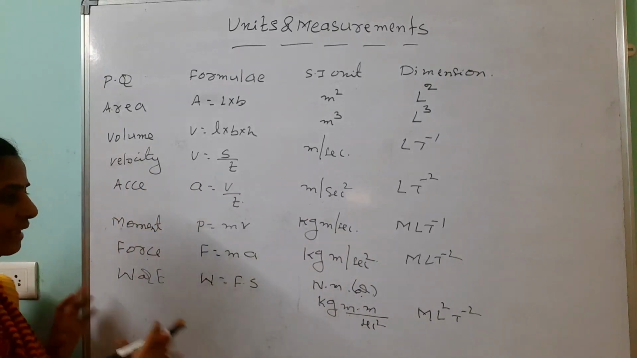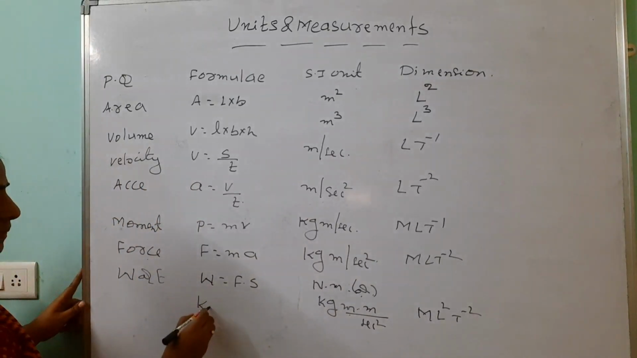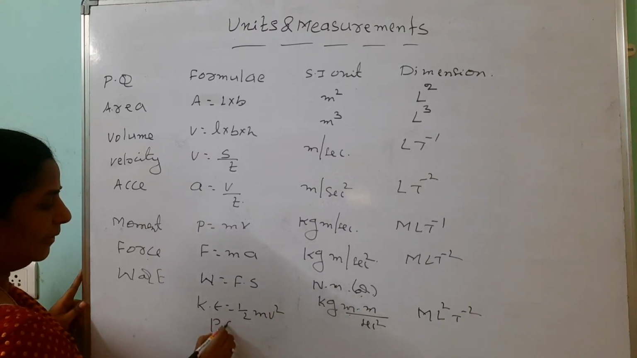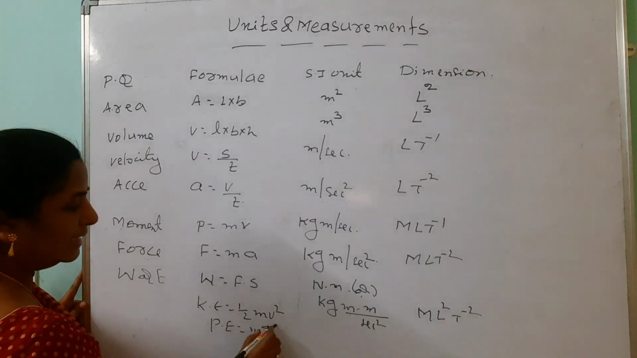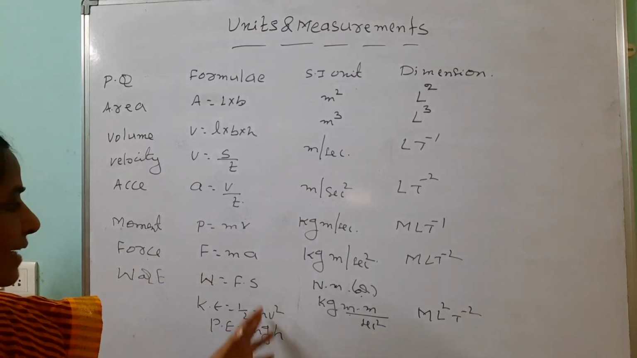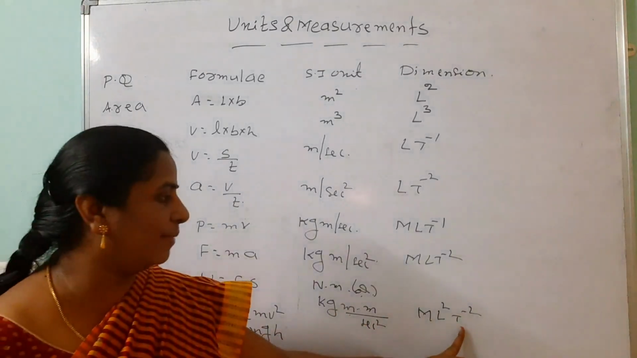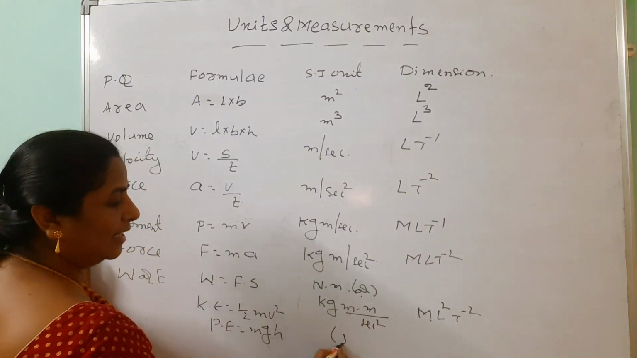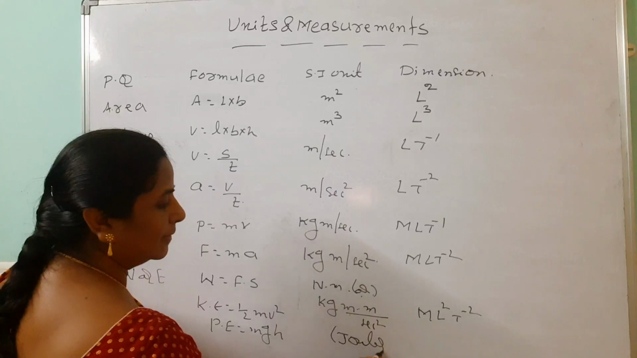So either work done, energy like kinetic energy, half mv square, or potential energy, mgh. Is it work done? You know that work is stored as energy. That's why energy and work are all having the same dimension and same unit. We can say this is joules, named after the scientist, you can express it also.